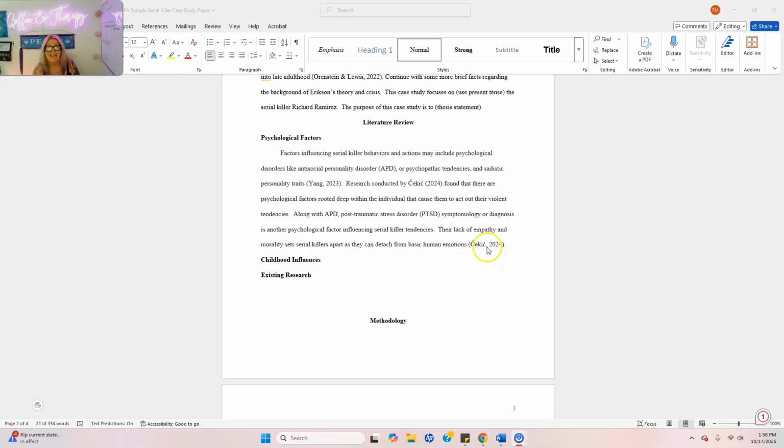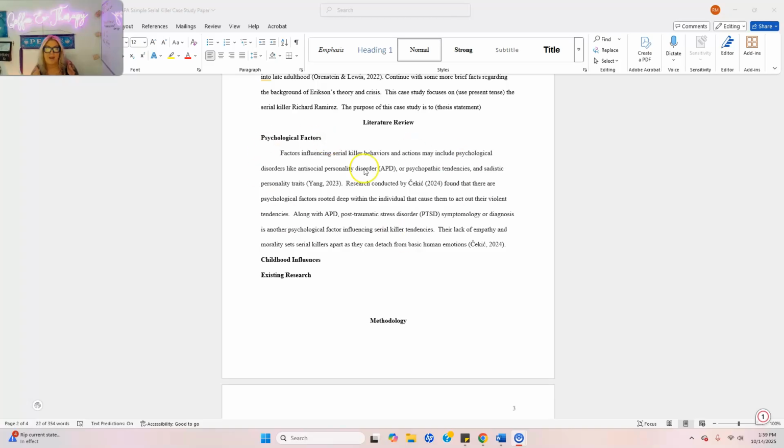So then you have to cite again at the end. Period goes on the outside. I could have started with research has found that there are psychological factors rooted deep within the individual that cause them to act out their violent tendencies. Well, then I could have put the author here instead, and then I would have had to cite again there. But I decided it sounded better, for this sentence, to do it that way. Again, you have creative ability to cite how you want as long as it makes sense.